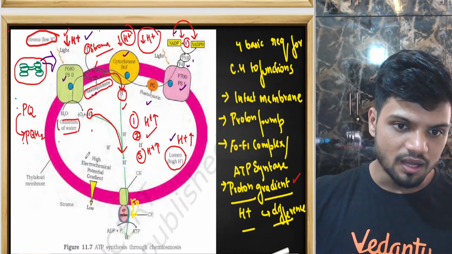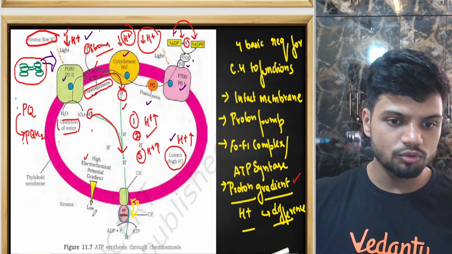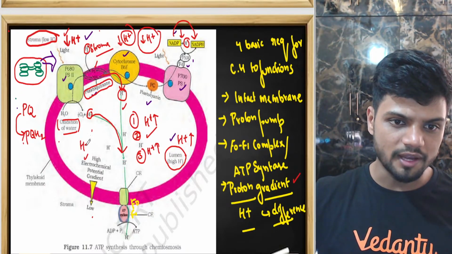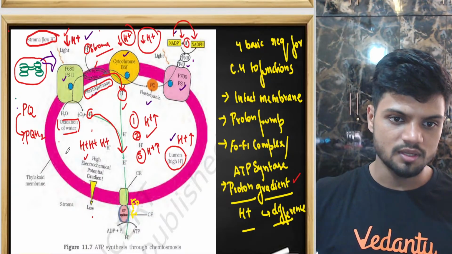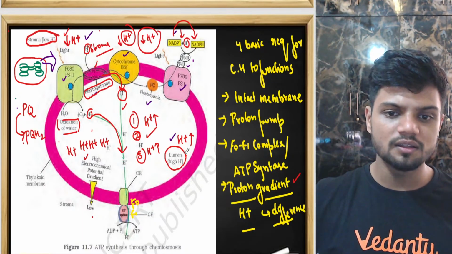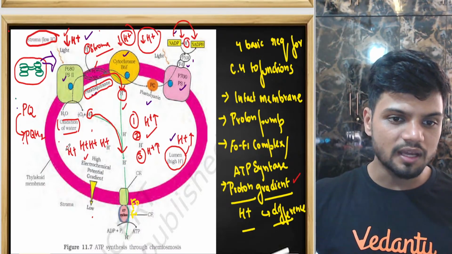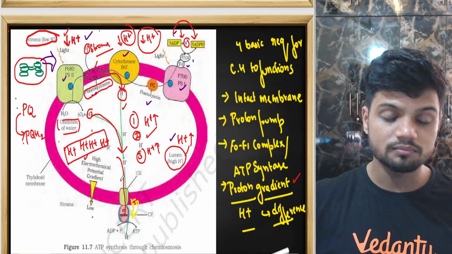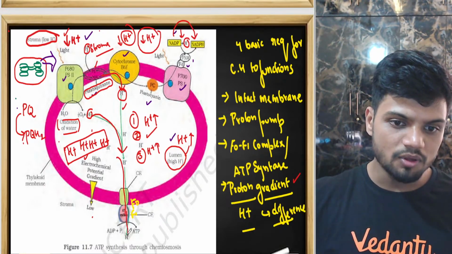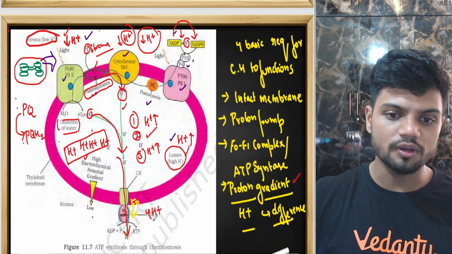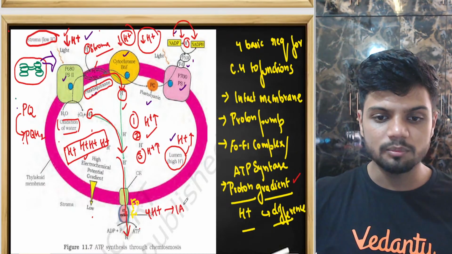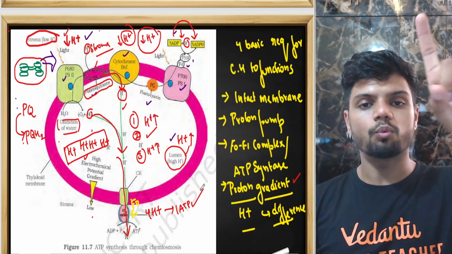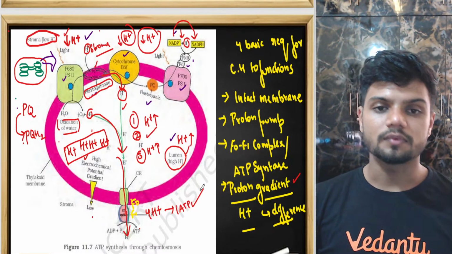See this part here: high electrochemical proton gradient to low. Inside the lumen, do I have high H+ concentration? Yes. Inside the lumen, the H+ concentration is high. So every time 4H+ is sent through this ATP synthase, one ATP is produced. Every single time 4H+ is sent, one ATP is being made in the process.